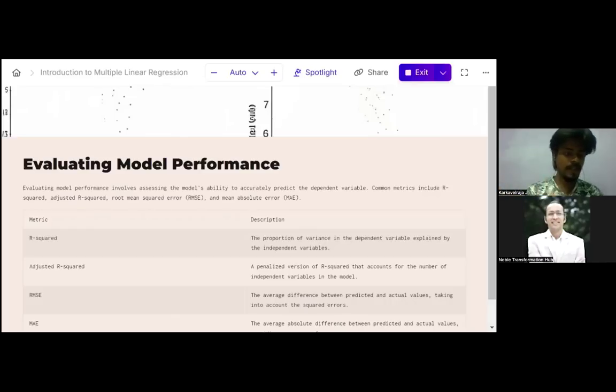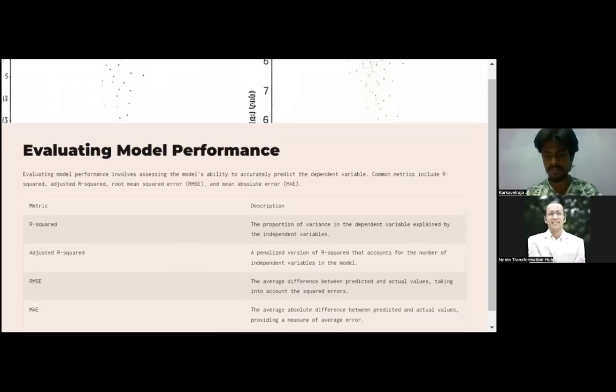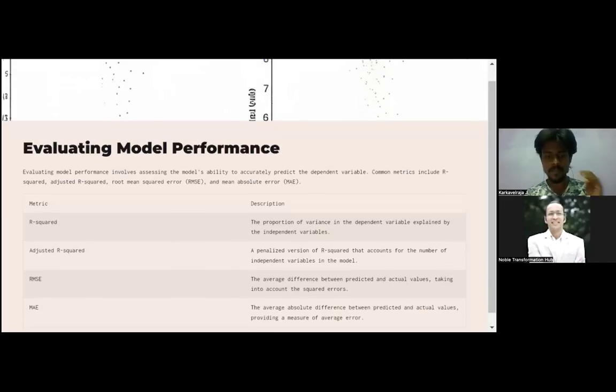Then we have root mean square error, RMSE, which is the average difference between the predicted and actual values, taking into account the squared errors, in order to avoid negative values. Then mean absolute error, MAE, which is the average absolute difference between the predicted and actual values, providing a measure of average error.